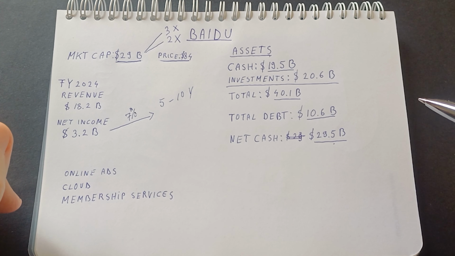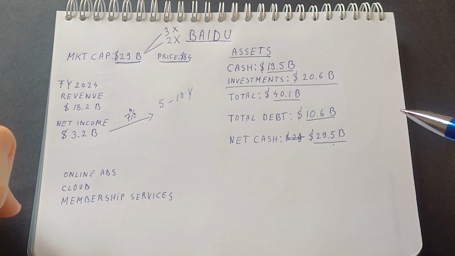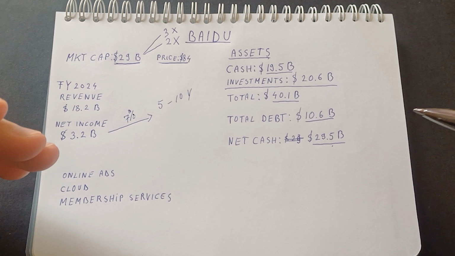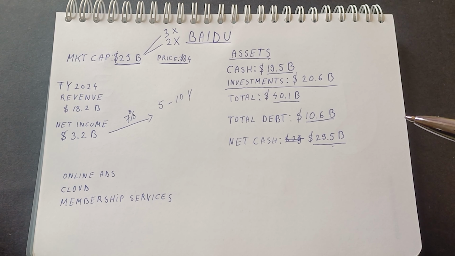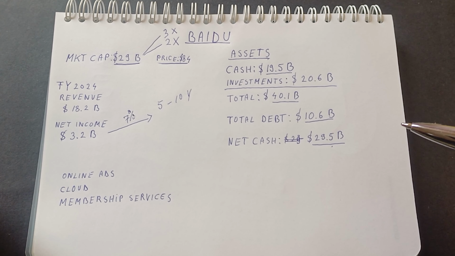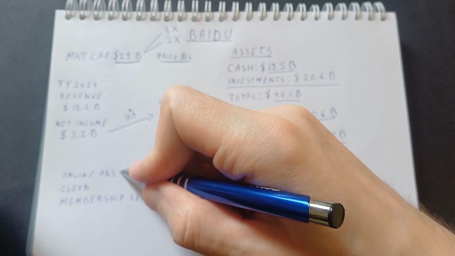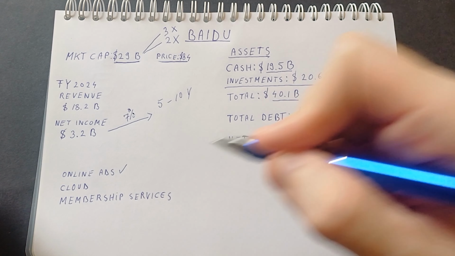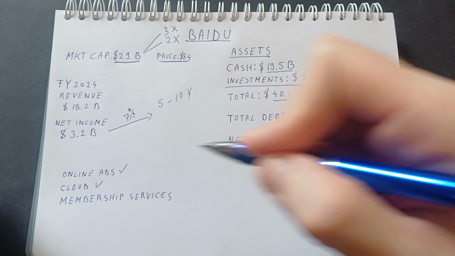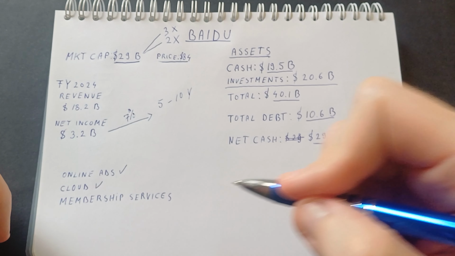you have to look at their business and understand it. How do they make money? Ask yourself, how do they make money? And they have 3 main segments. Online ads, right? Cloud services, right? And membership services.